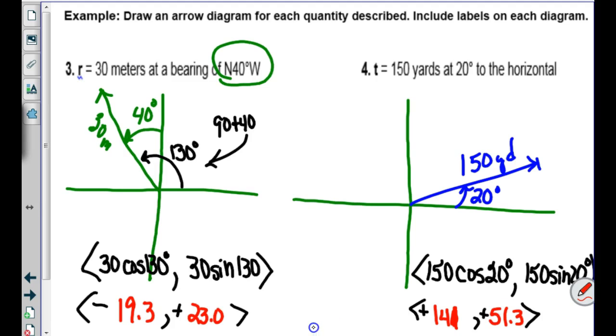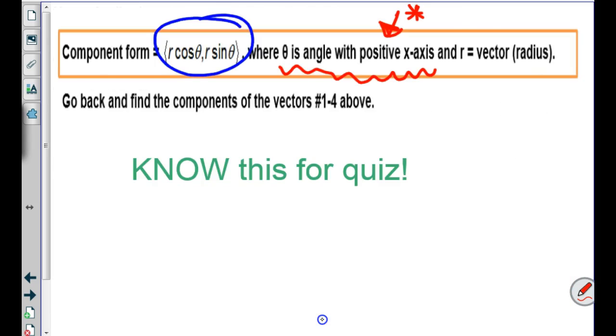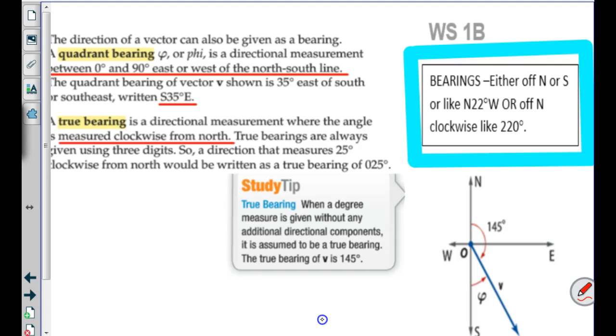Okay. Any questions on those? Breaking a vector into components. Very important. All right. So you have this on the back, but we have already talked about this. So for our book, be very careful. Bearings are either going to be off of north or south.